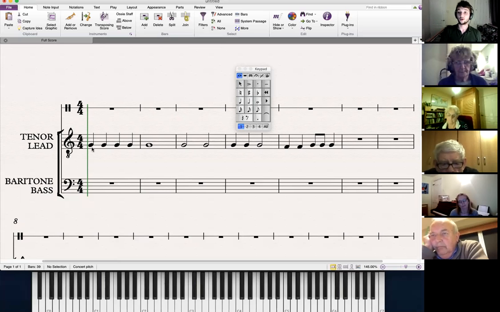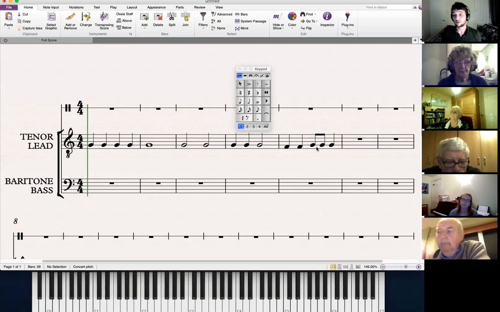So if I were to play this whole thing then, it would sound like this. 1, 2, 3. 1, 2, 3. Okay? So you're just keeping that internal beat going all the time.